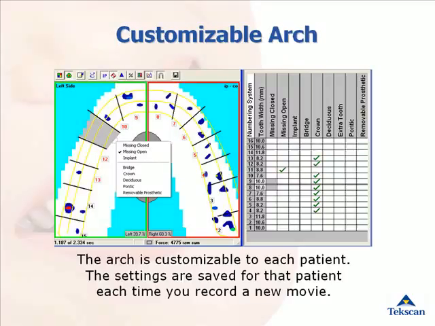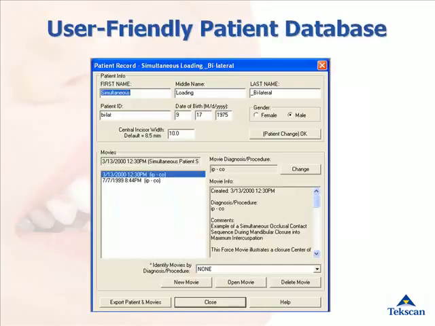The T-Scan gives you the ability to customize the dental arch in the software for each individual patient. You can indicate missing open, missing closed, crowns, implants, and more. This can be done either before or after making a recording. The T-scan includes a patient database. Bridges are available with many of the practice management systems on the market today. It is easy to network the T-scan system to use in multiple operatories.